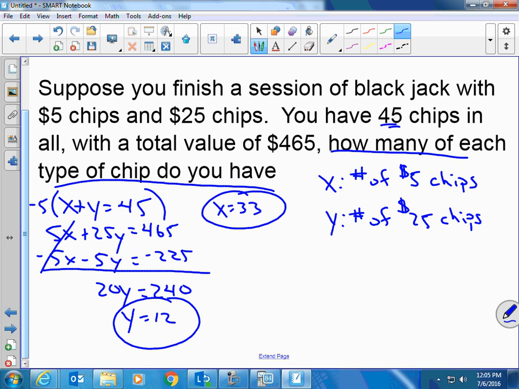Very similar to the coin problem. As you're doing these, how did I know there's two equations? There's two variables. How did I know where to find my equations? Look for totals. What do I have? I have 45 chips. Where do those 45 chips come from? Next question. I have a total value of $465. Where is that money coming from? And you'll have it. Look for totals. Look for what you can add together, subtract, etc. to get a grand total.